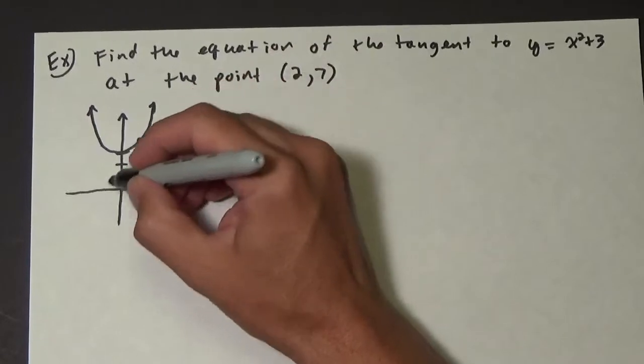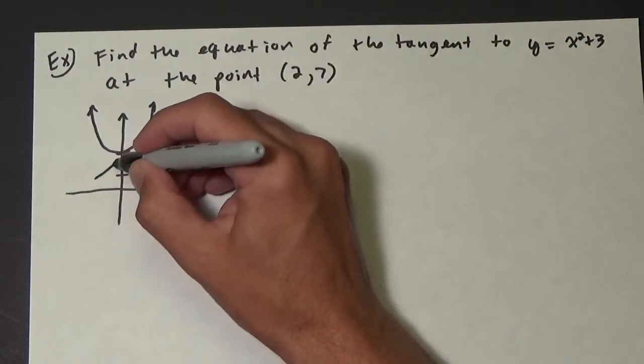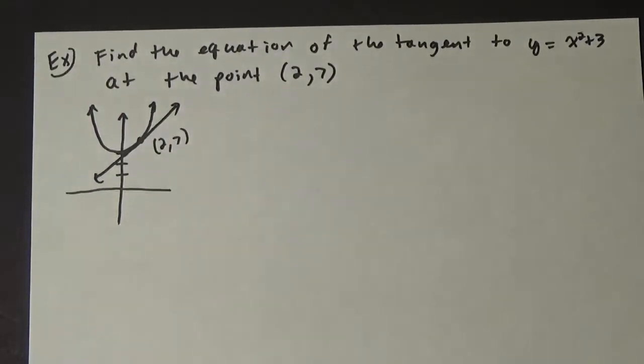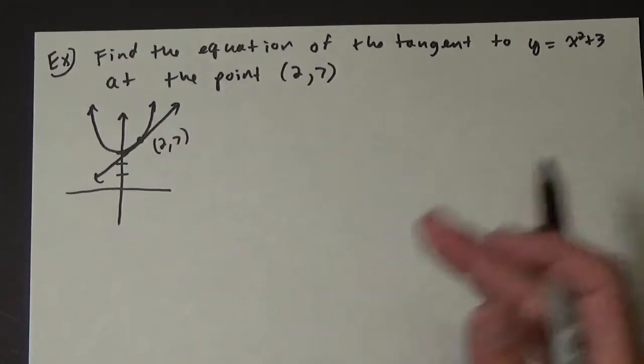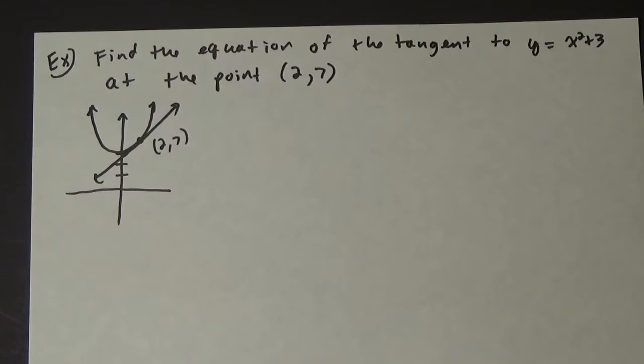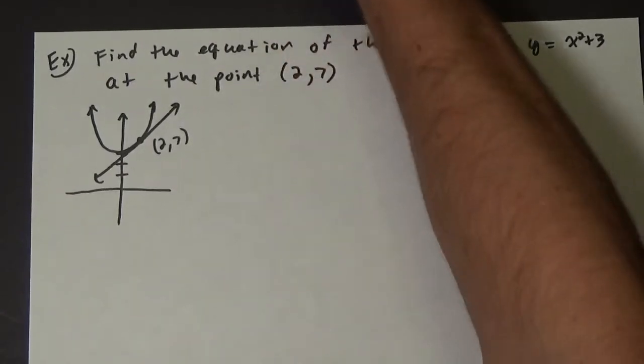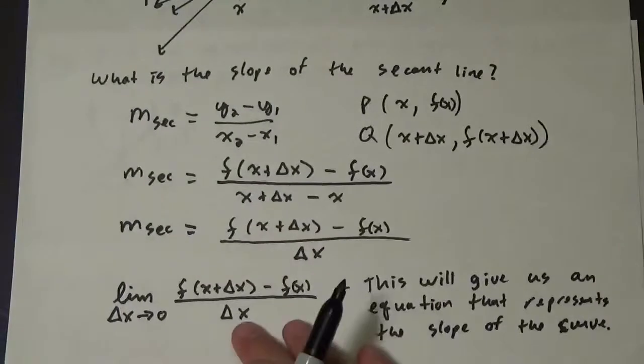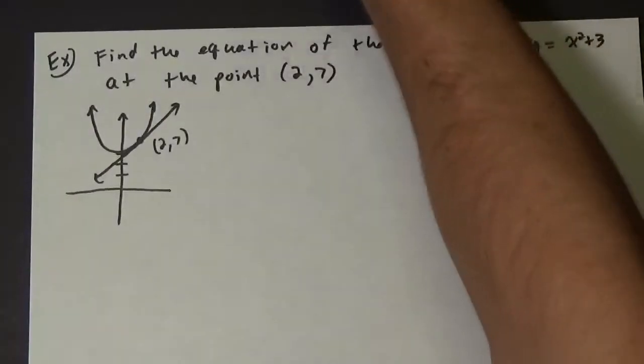And what we want to do is find the equation of that tangent. And remember, when we say tangent, we mean tangent line. In order to find the equation of any line, we need a point and a slope. Well, the point's given, but now we need the slope. So we're going to use our new limit here to help us find that slope.